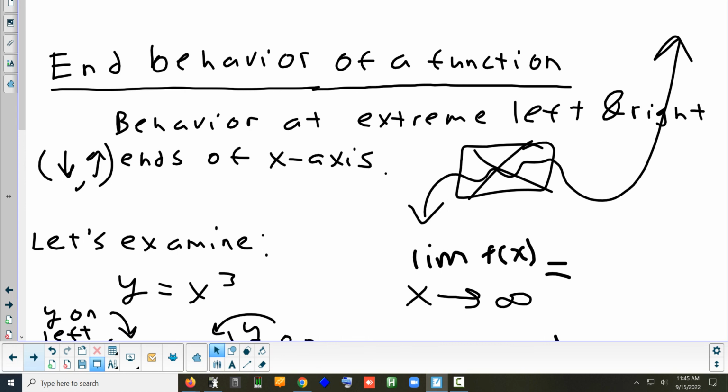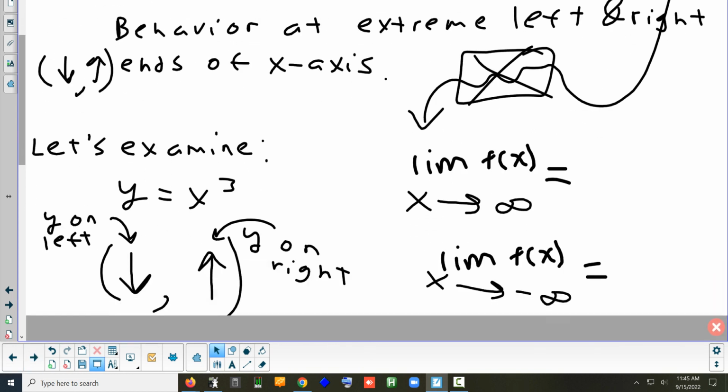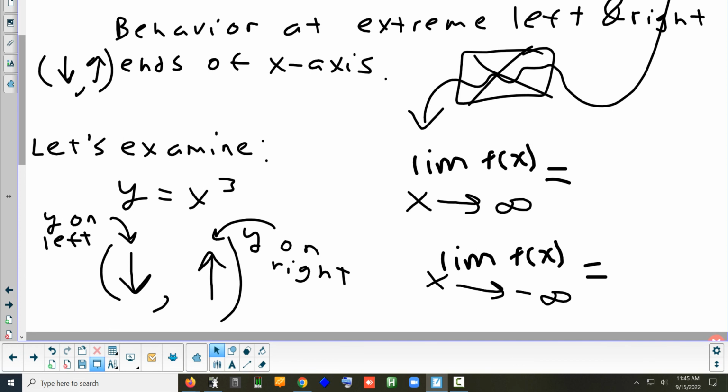So I'm going to show you 2 ways that you can write end behavior. One is a way that's more calculus kind of notation, and one is a way that uses more arrows. But the graph y equals x cubed looks like this.